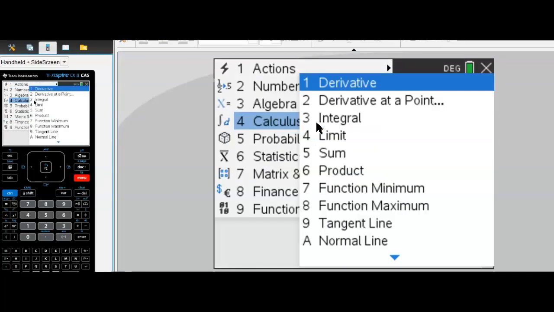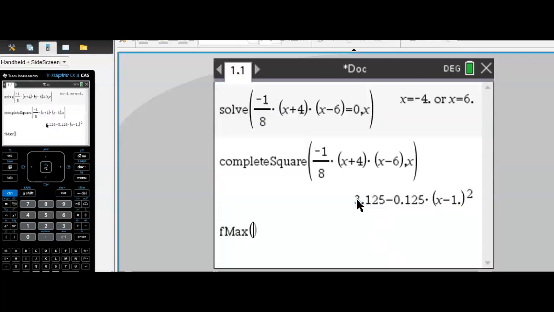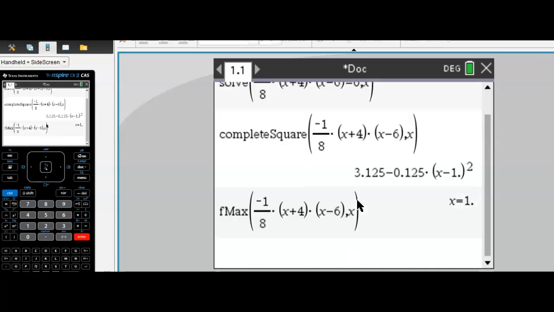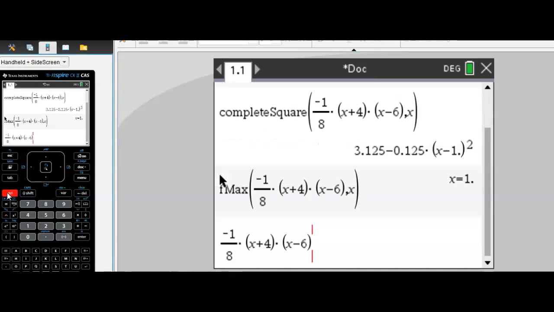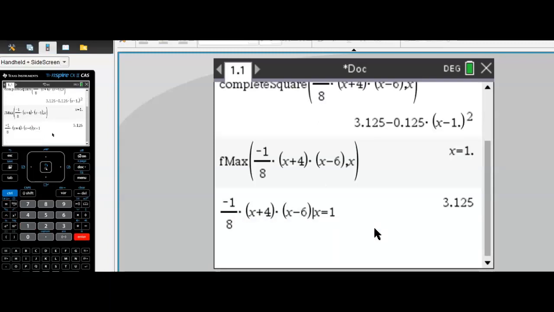Okay, so let's do that again. Calculator, function maximum. Now, because I've already copied the expression, I can just do Control V, so paste it again, comma X, and there's the X coordinate of the maximum. So if we want to get the Y coordinate, we can just put our expression in again and Control equals, this sign here is given that X equals 1, and there's your Y coordinate of the turning point.